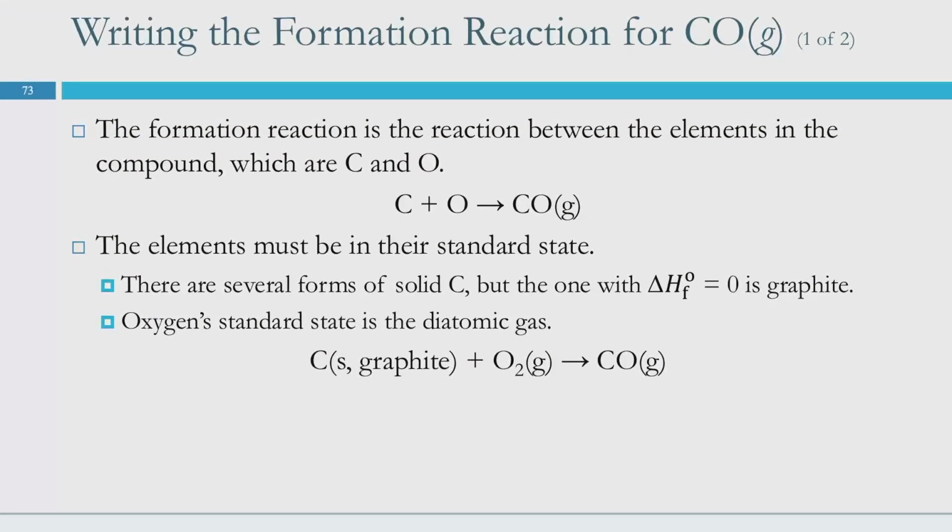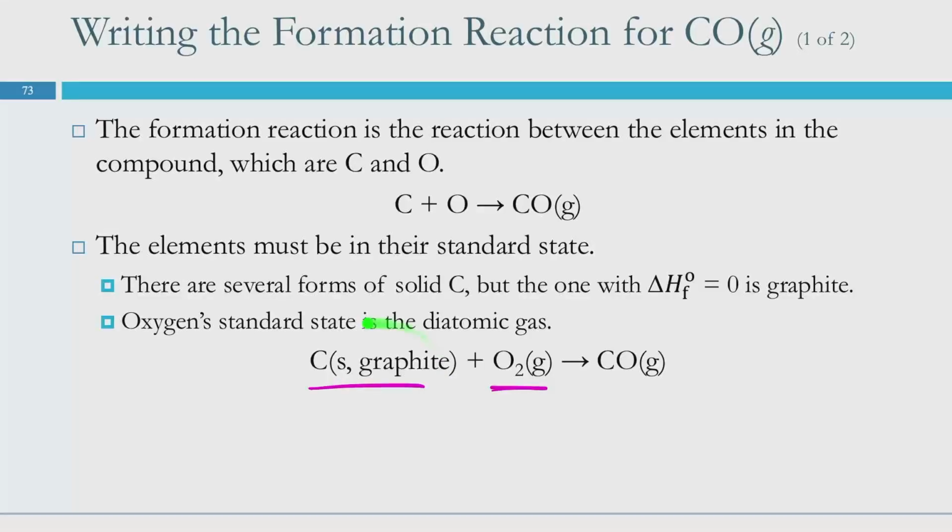Another example of this, if we add carbon and oxygen together to form CO, and we want to write a formation reaction for this, we would need to look up the standard state for carbon and the standard state for oxygen. There are several forms of solid carbon, like you can get it as diamond, but the one with the standard enthalpy change of formation of 0 is graphite. Oxygen's standard state, on the other hand, is as O2, a gas.